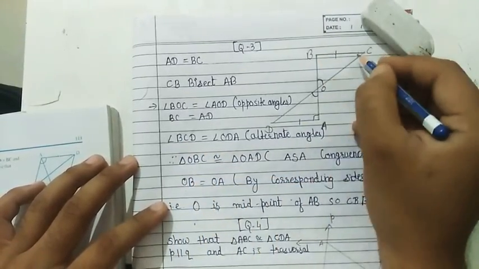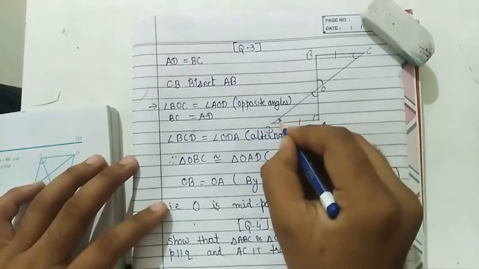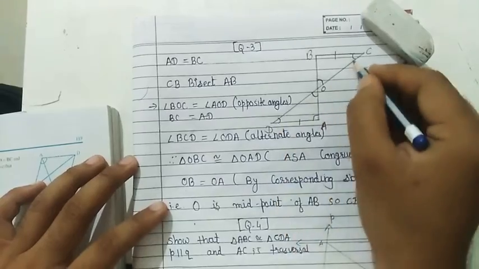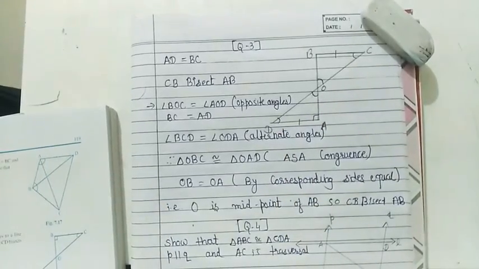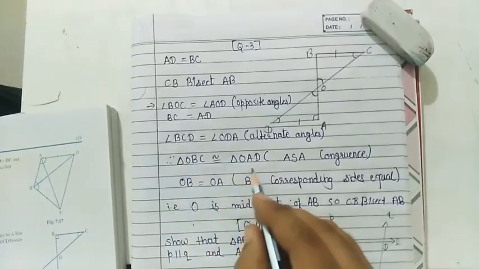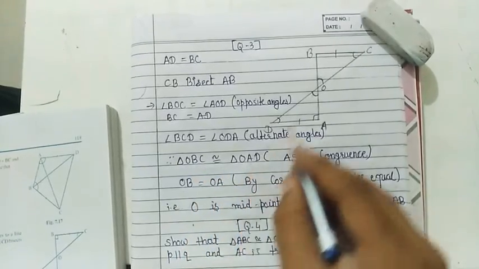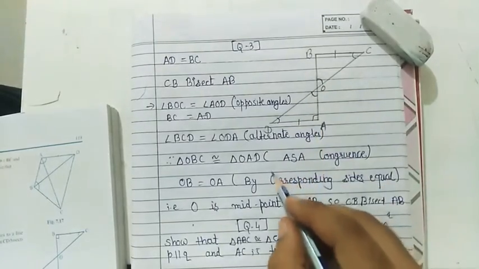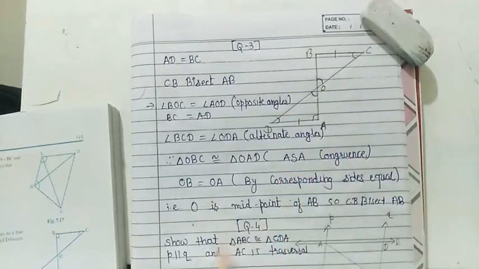Angle BCD and angle ODA, both are the same because they are alternate angles. So according to this, triangle OBC is congruent to triangle OAD because both are congruent according to the angle-side-angle property.